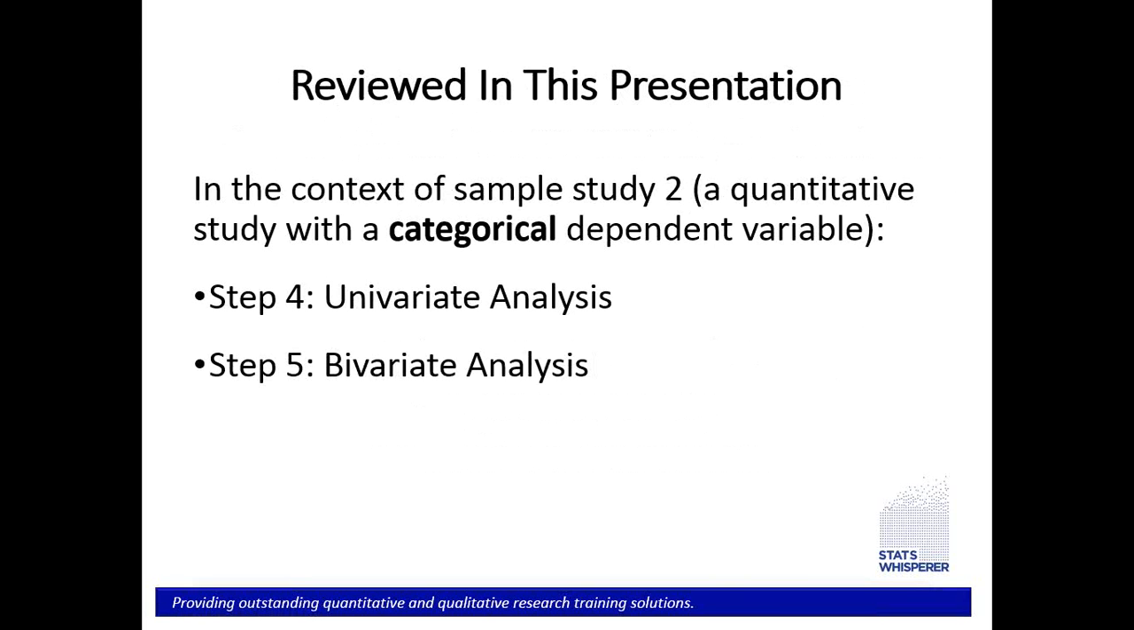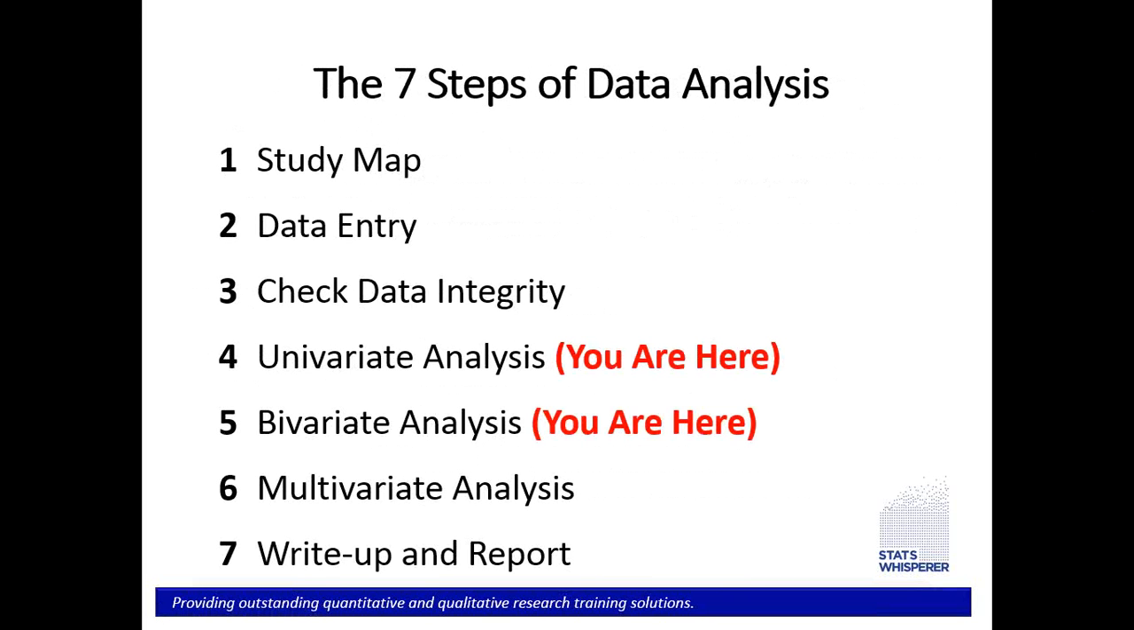Okay, in this presentation today, we are going to review steps 4 and 5 for sample study 2. Recall sample study 2 is our quantitative research study with a categorical dependent variable. Step 4 is univariate analysis, and step 5 is bivariate analysis. Again, if we look at our 7 steps of data analysis listed, we are at step 4 univariate analysis and step 5 bivariate analysis.